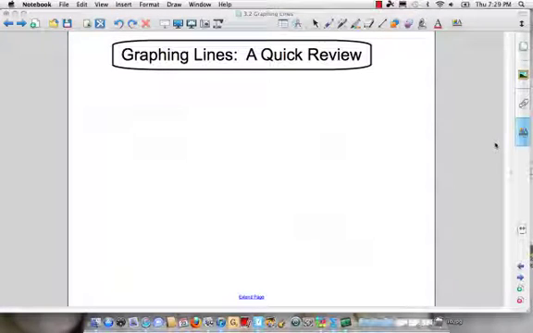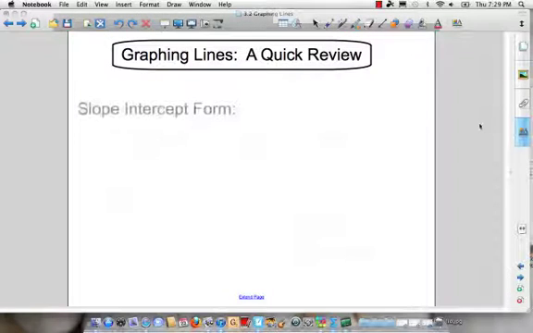This lesson will review some content that you learned about graphing lines in Algebra 1. You may recall that the equation for a line can be written in many different forms, but the most convenient form if you want to graph a line is called slope-intercept form.